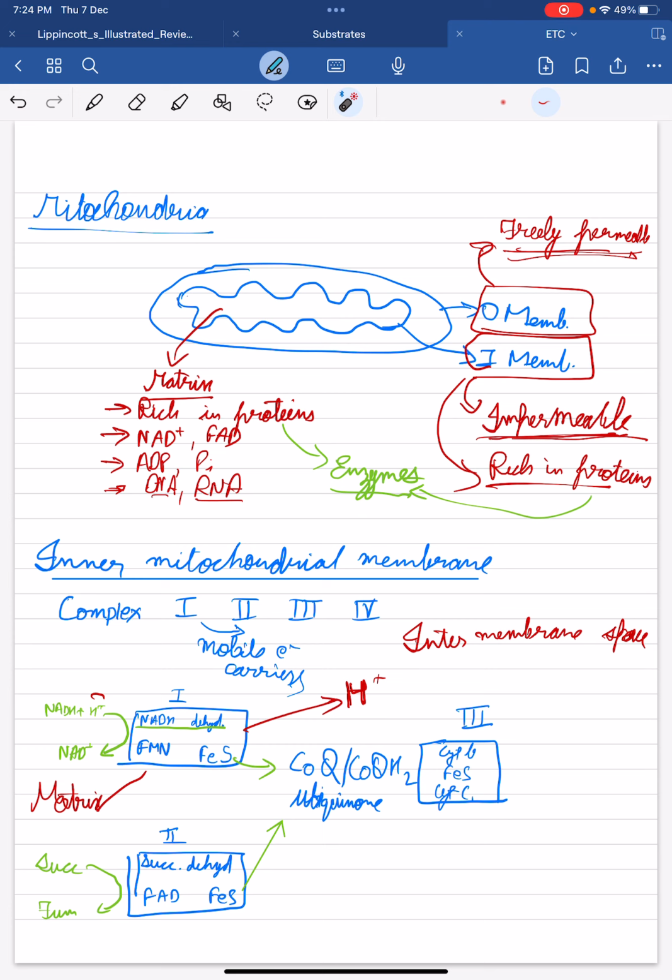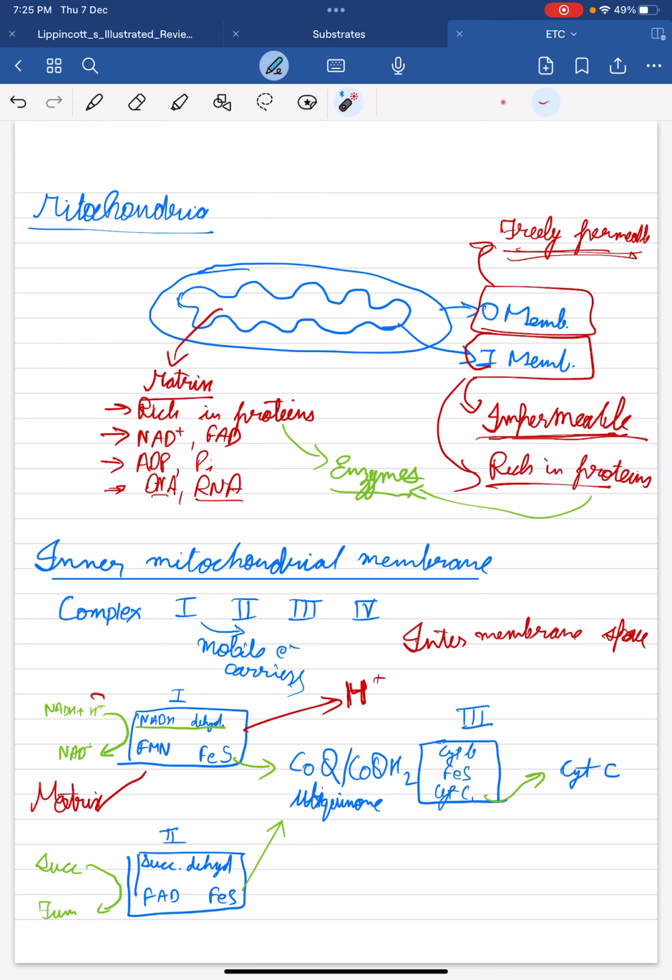So the electrons are actually transferred from ubiquinol to cytochrome B. So the oxidation state would go from Fe+3 to Fe+2, which are then transferred to the iron-sulfur center, which are then transferred to cytochrome C1, which then transfer these electrons to another substance known as cytochrome C.